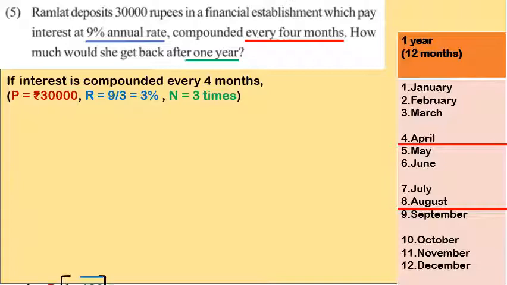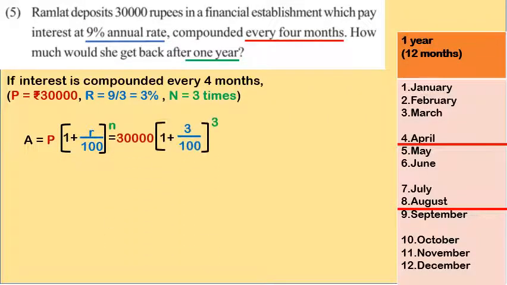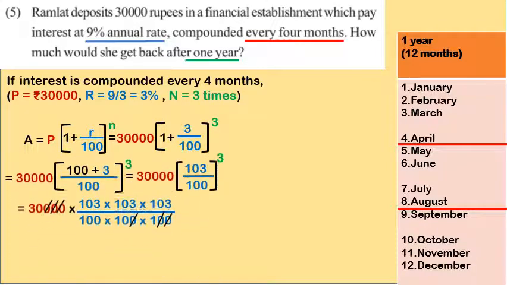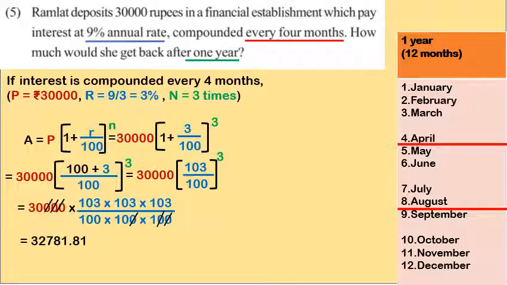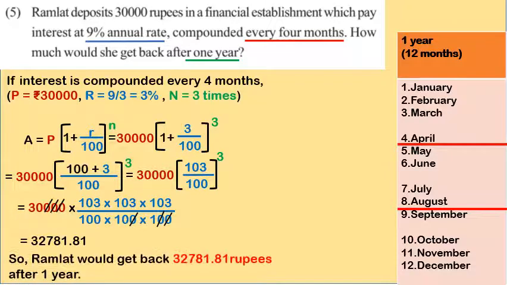Then write the formula for calculating amount A equal to P into 1 plus R by 100 all raised to N. Then substitute, we get 30,000 into 1 plus 3 by 100 all raised to 3. Then simplify, we will get amount A equal to 32,781.81 rupees. So we can say Ramlat would get back 32,781.81 rupees after 1 year.